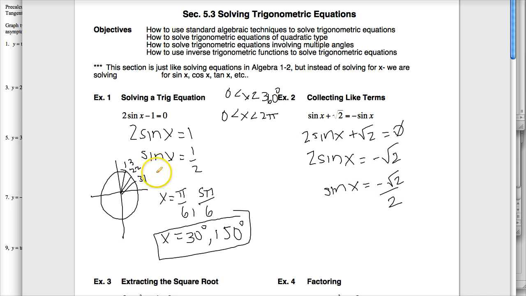Well, you know that sine is y, and you know that on this side of the graph, the y is positive. But here on the bottom, y is negative. So my answers, and again, you could look on your unit circle, but pi over 4, 2 pi over 4, 3 pi over 4, 4 pi over 4, it's going to be 5 pi over 4, 6 pi over 4, and 7 pi over 4.